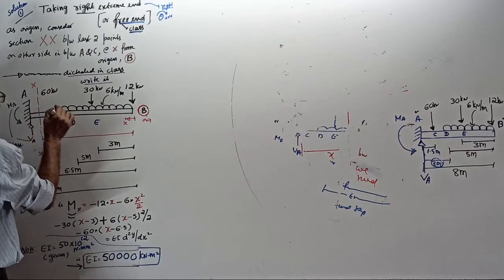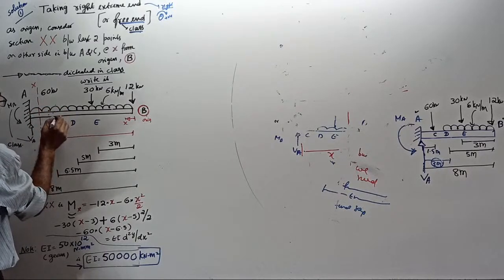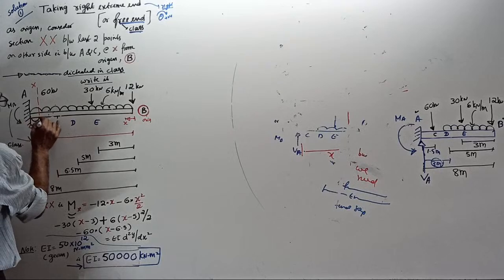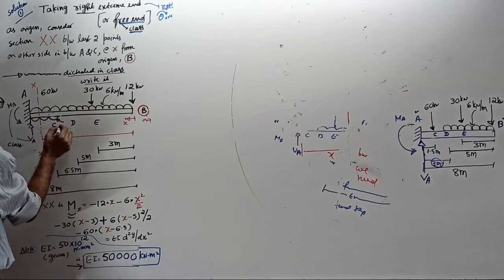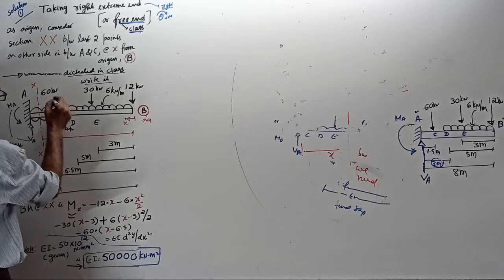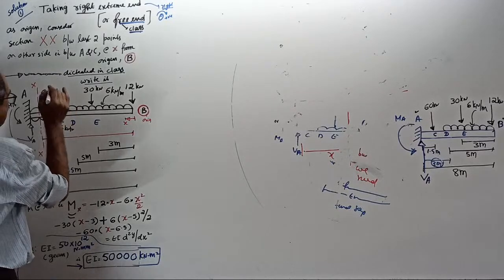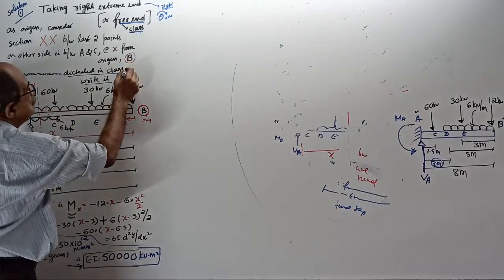Therefore, extend this UDL up to here, and then for the extended length, apply the same UDL. This is also how much? This also is 6 kilonewton per meter. Now, where is the 60 kilonewton? I put it there. Extend the UDL and apply it. This is the statement you have to write.